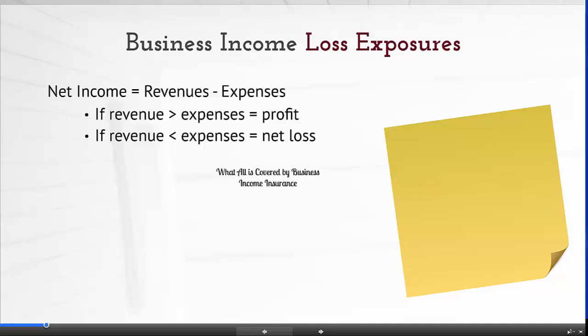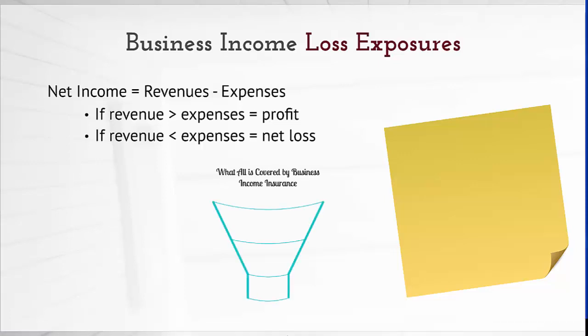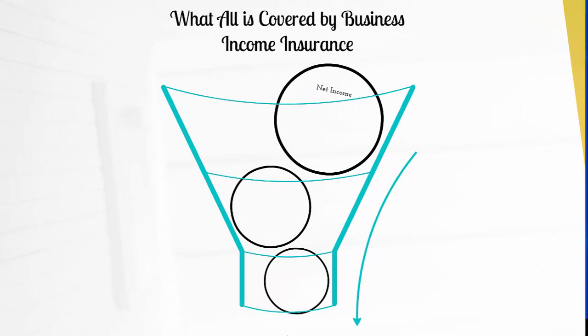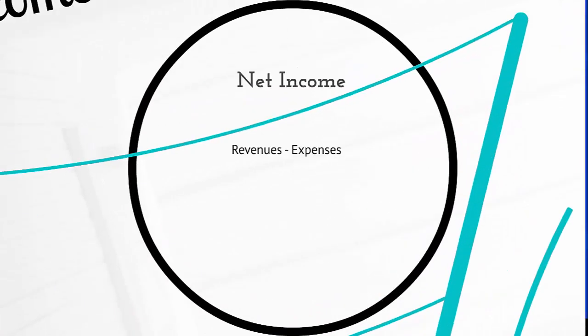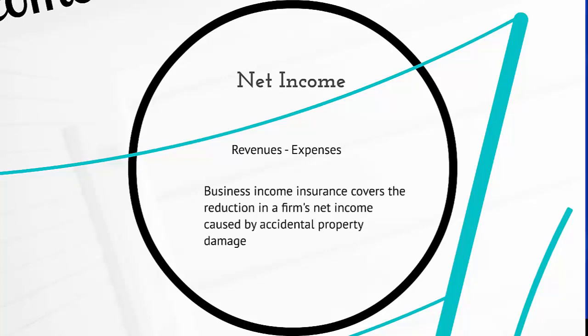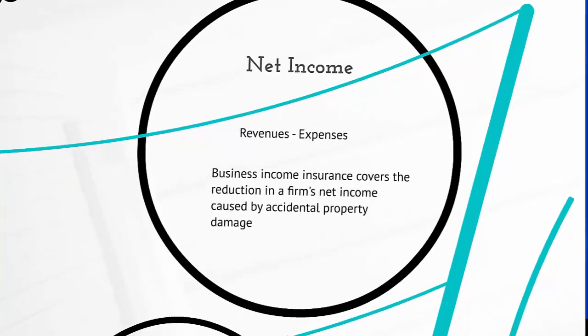Let's look at what all is covered by business income insurance. First, net income, also continuing expenses, and extra expenses. Let's look more closely at these. So as I said, net income is of course revenues minus expenses. Business income insurance covers the reduction in a firm's net income that was caused by accidental damage to property from a covered cause of loss.